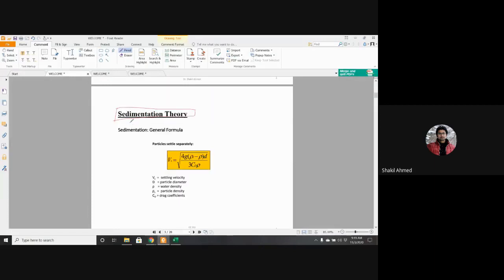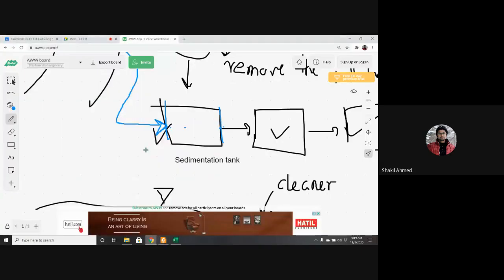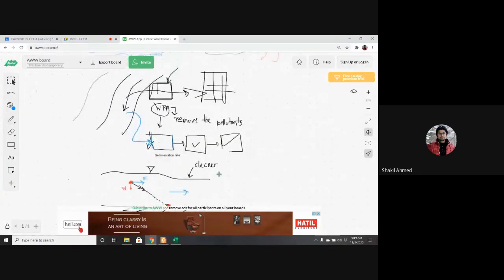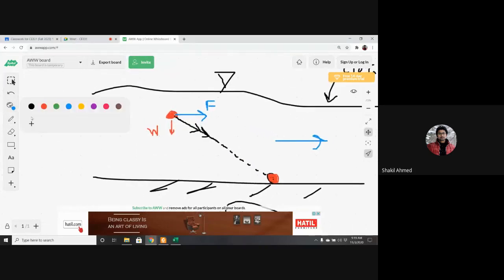Okay. So first of all, let's look at the sedimentation theory. Look at the particle here. This is the resultant velocity here. This is the settling velocity, because this velocity tries to settle the particle to the bottom. That's why this is settling velocity. Is it clear?